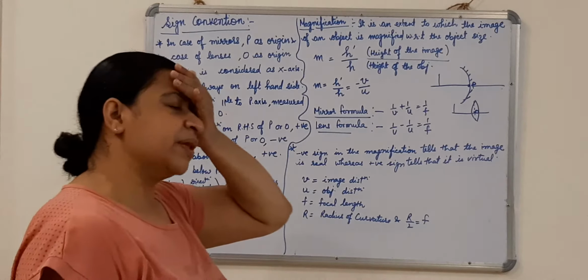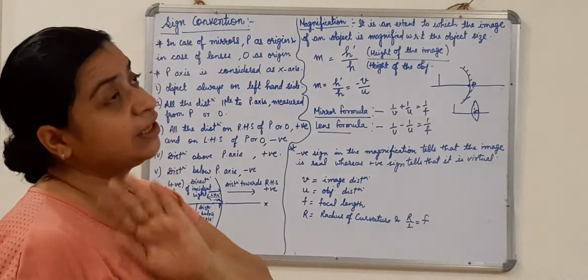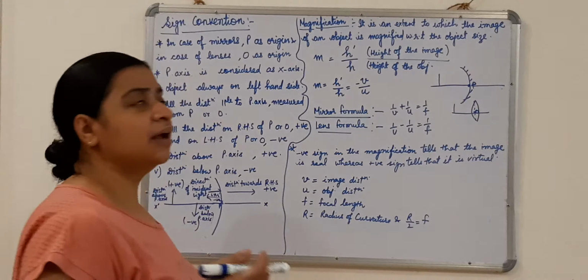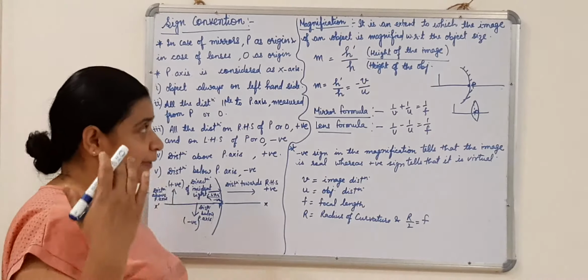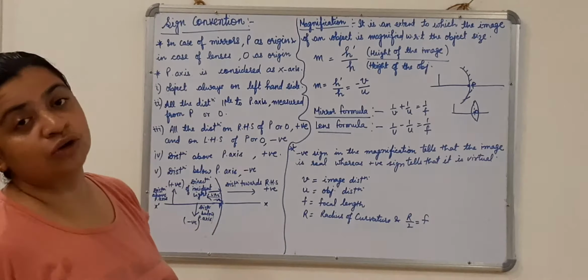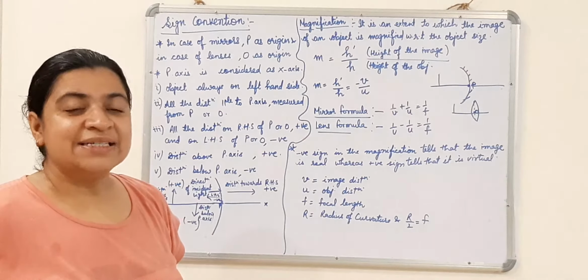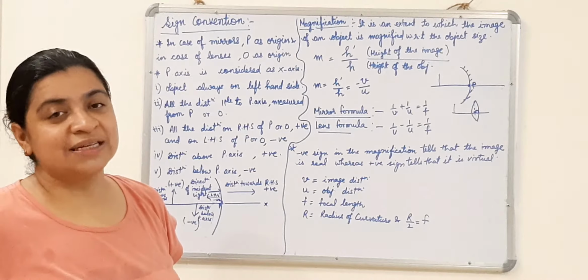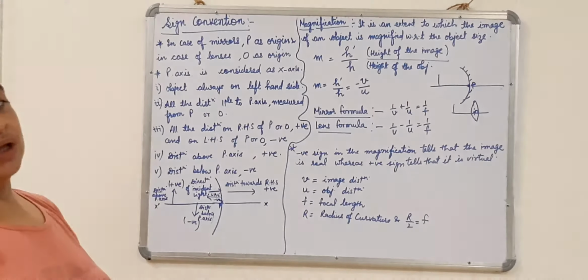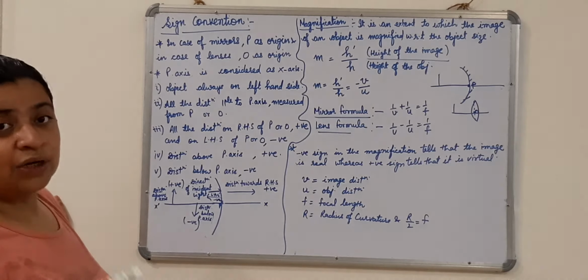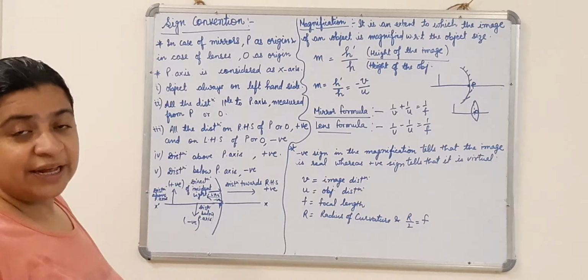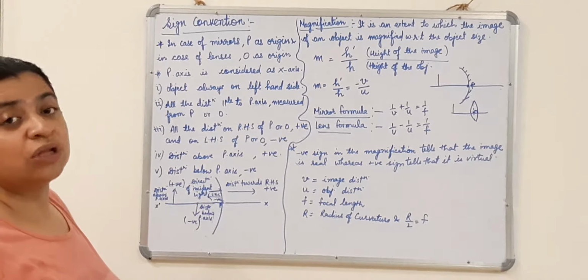Now, the next term which will be commonly used in doing these numericals is magnification. From the word itself, it is very clear. Magnification is the extent to which the image of an object is magnified with respect to the object size. Object size के respect में image size कितना मैग्नीफाइड है, that is known as its magnification. It is the extent to which the image size of an object is magnified with respect to the object size.